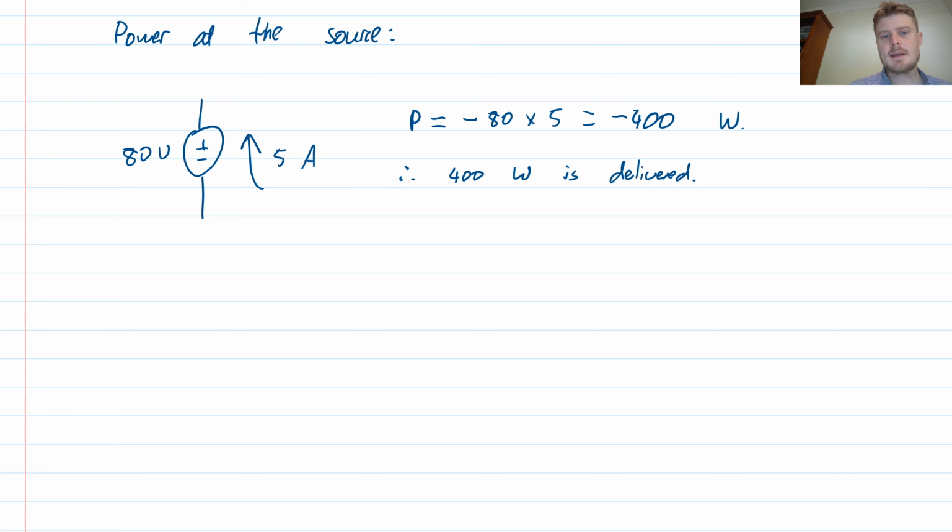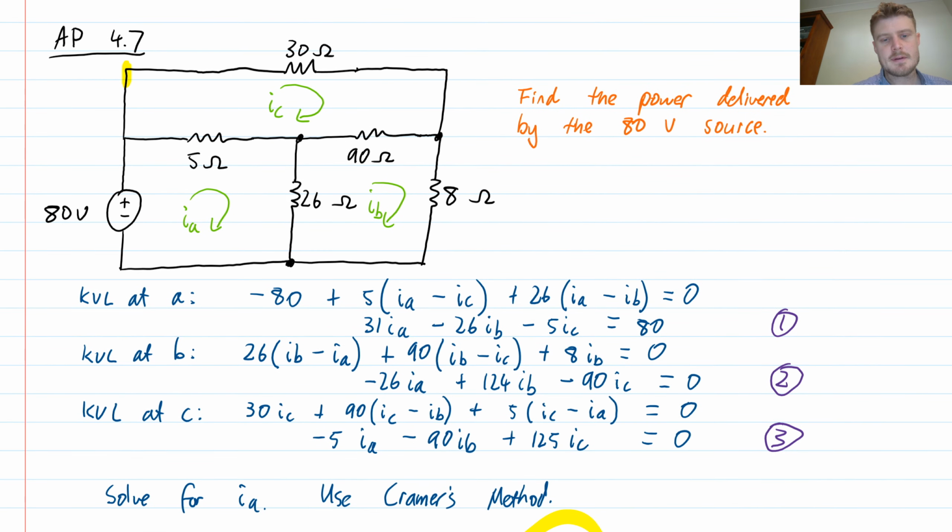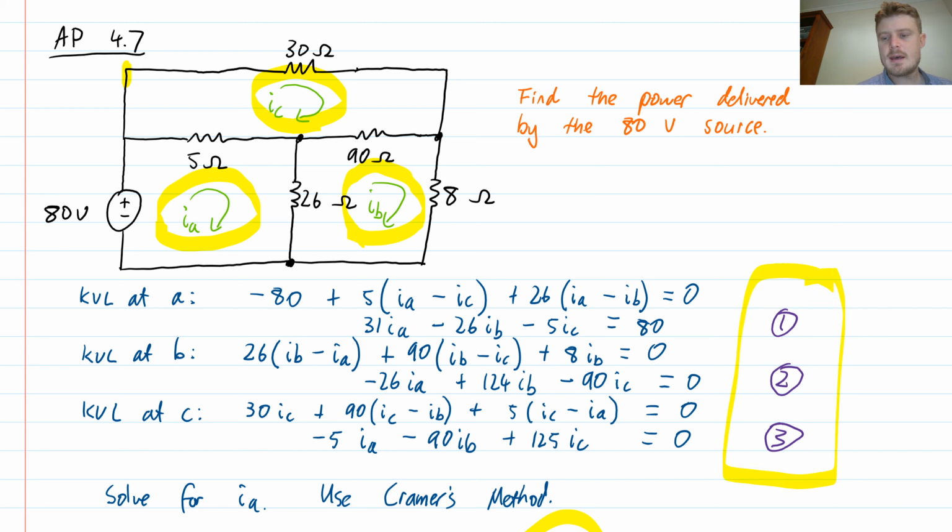I hope that one is another useful example of how to apply the mesh current method. To summarize this one more time, for each of our meshes, we would write down the current through that mesh, IA, IB, IC, and we use KVL around each of the meshes to generate our system of 3 equations, and then we solve those equations to get to our final answer.